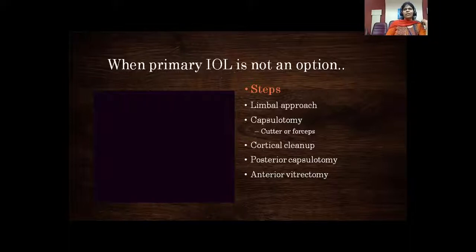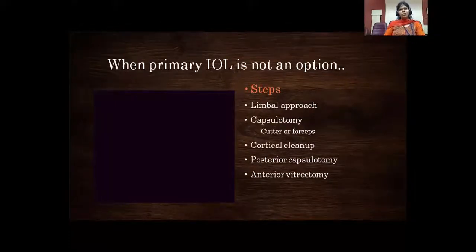Steps of a simple lensectomy: a limbal approach is preferred. You make 2 limbal openings at 2 o'clock and 10 o'clock. You do a capsulotomy either with a cutter or a forceps, a good cortical cleanup, and a posterior capsulotomy. Here the idea is to remove the lens and leave a rim, a posterior and anterior capsule rim, and the size can be the same. You leave approximately an 8 mm opening in the center, and you have to do an anterior vitrectomy.